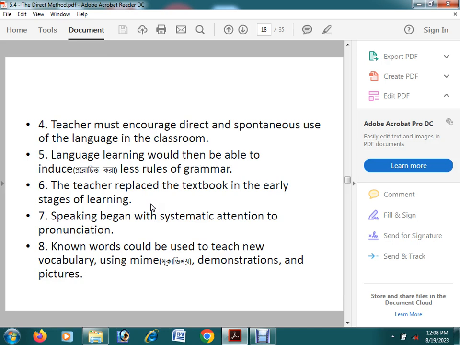The teacher replaces the textbook in the early stages of learning. Okay, keep away the textbook. The teacher will make a lesson plan, and according to the lesson plan, what should be done can be delivered in the classroom. Known words could be used to teach new vocabulary using mime, you know, mukhabhinay, and demonstration and pictures. Okay. Mnemonics, have you heard the word mnemonics?